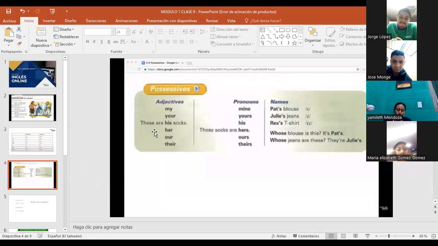These are her socks. These socks are hers. These are my computers. These computers are mine. You see? Easy, right? Son fácil, right?